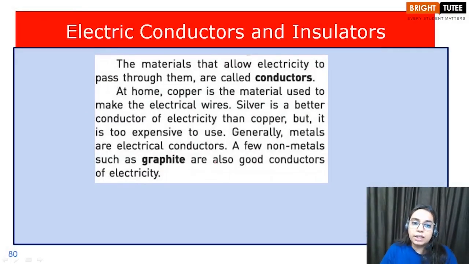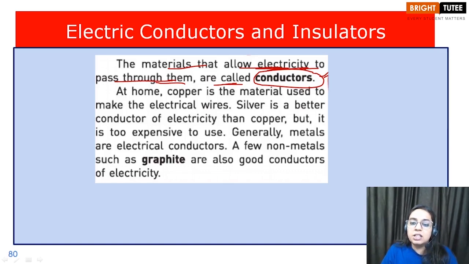So children, what are conductors? How do you define conductors? Conductors are the materials which allow electricity to pass through them. Okay children, it allows the electricity to pass through them and they are called conductors. And do you know that silver is the best conductor, and in fact it is a better conductor than copper? But children, the problem is silver is quite expensive and we cannot use silver for each and every experiment that we have to carry out. So we mostly use copper as the connecting wire.